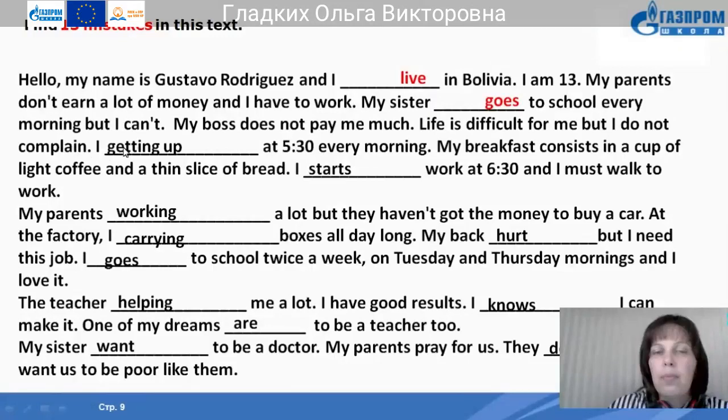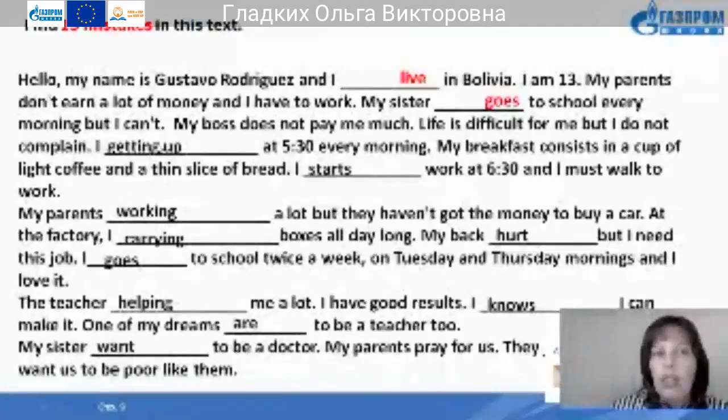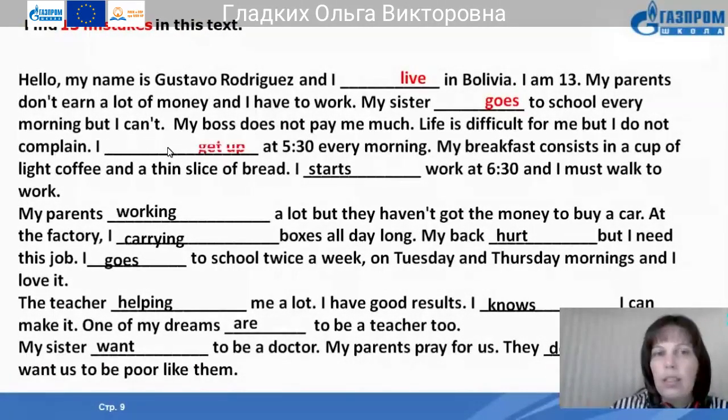I get up at 5:30 every morning. Is everything correct here? No, I get up. Yes. My breakfast consists in a cup of light coffee and a thin slice of bread. Next. I work at 6:30 and must walk to work. Is everything correct here? No. What should we use instead of starts?